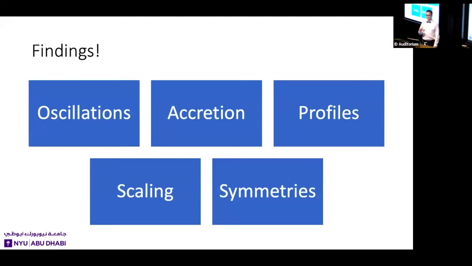So let's go to findings, which is something interesting. I will talk about 5 major points, which will be oscillations, accretion, profile, scaling, and symmetries. Let's start with oscillations.